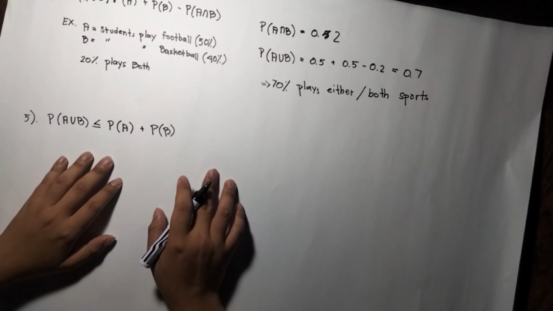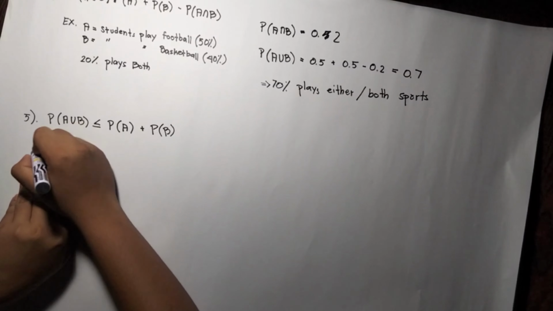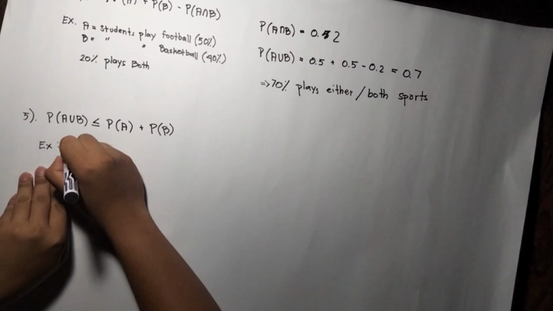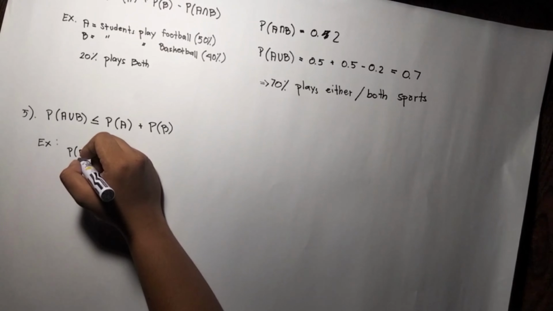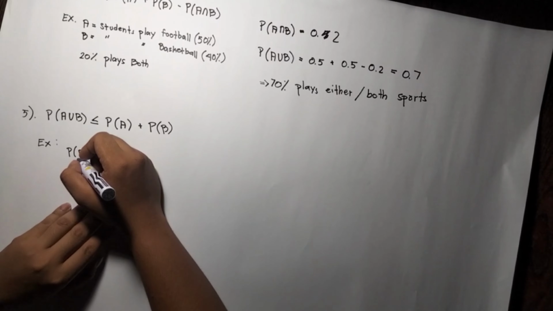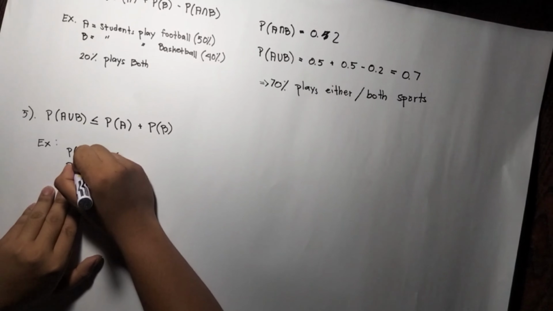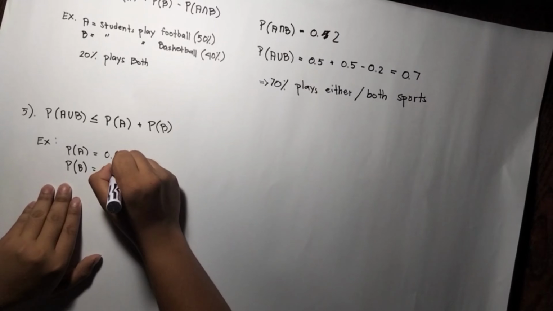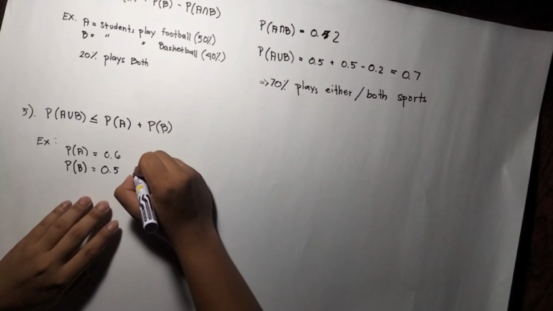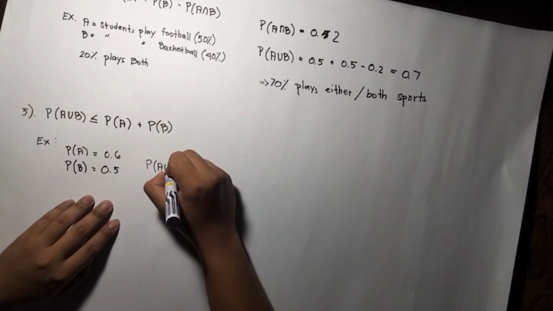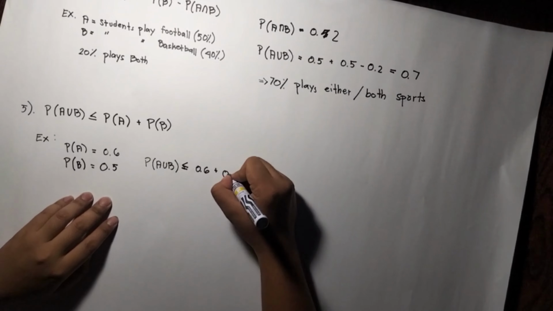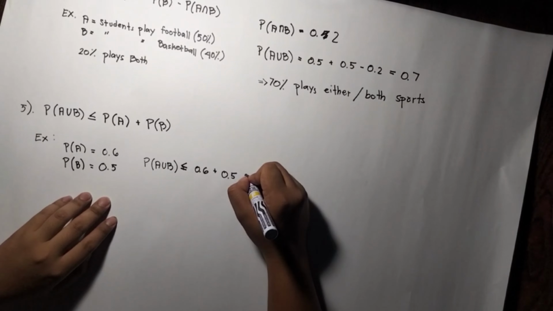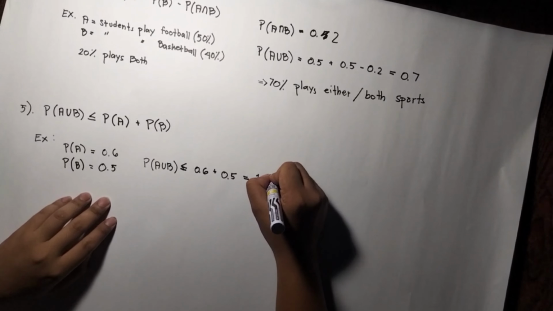For example, the probability of A is equal to 0.6 and the probability of B is equal to 0.5. Then the probability of A union B is less than or equal to 0.6 plus 0.5, which is equal to 1.1. But since probabilities cannot exceed 1, the actual probability of A union B is less than or equal to 1.